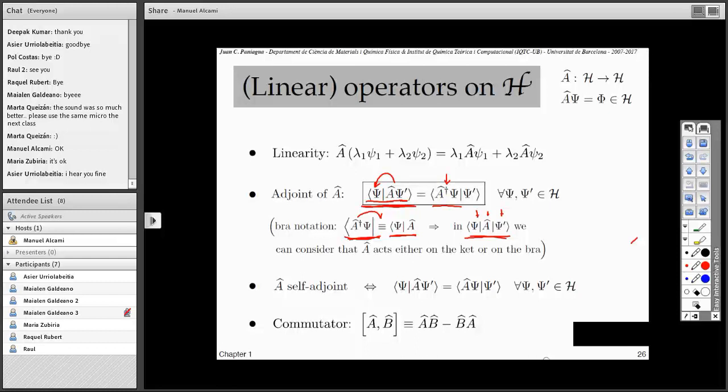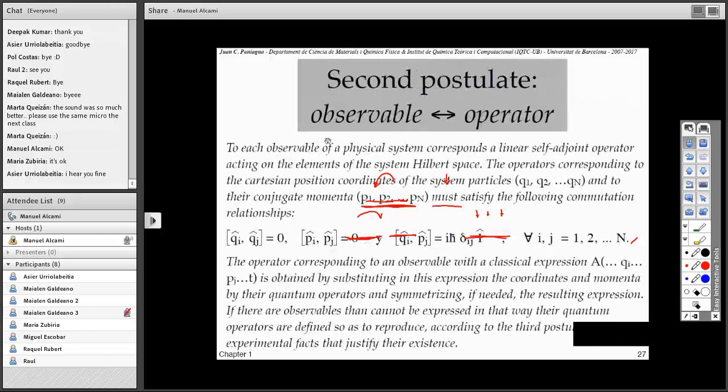Oh, let me see if I can. Now the problem is that I don't know how to. Let me see. To turn the page, now I don't know how this works. Let me see. One moment. Little problem. I cannot. Well, I have to. Okay. By clicking, it seems to work.